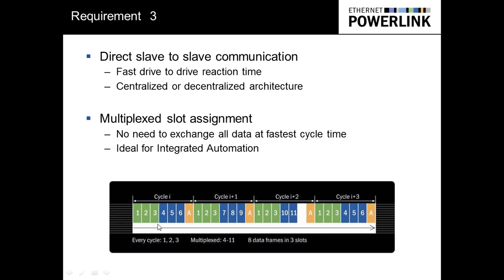So 1, 2, and 3 could be fast I/O, or it could be drives, or motors, or encoders. 4, 5, and 6 could be things like pressure sensors or temperature sensors, where those values don't necessarily change every cycle, and so we don't need to communicate every cycle. We can communicate every second cycle, every third cycle, etc. It's up to the network architect to decide how that's going to be implemented.